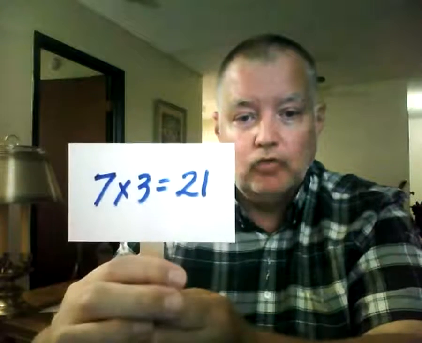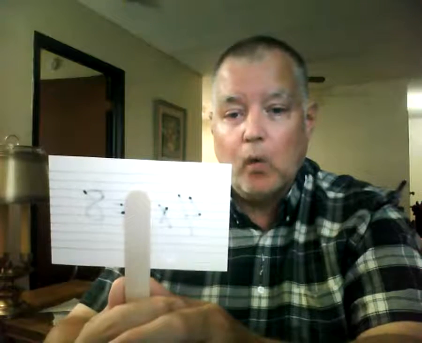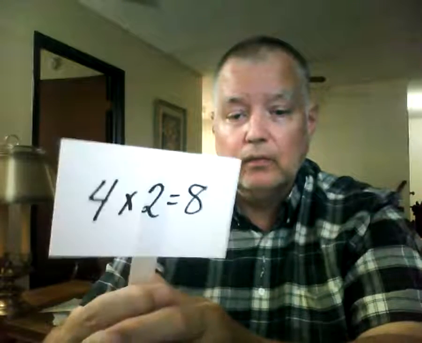What is 7 times 3? 21. What is 6 times 4? 24. What is 6 times 3? 18. What is 6 times 2? 12. What is 2 times 4 or 4 times 2? 8.